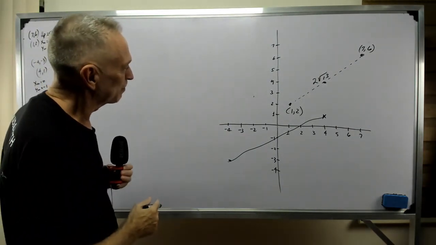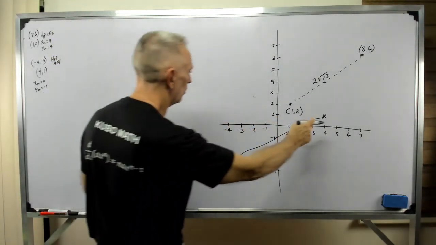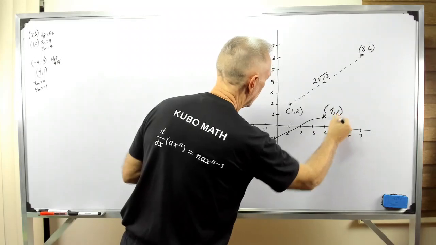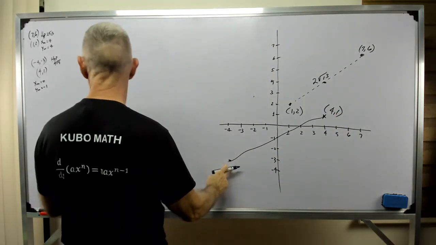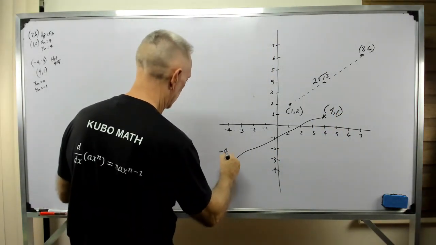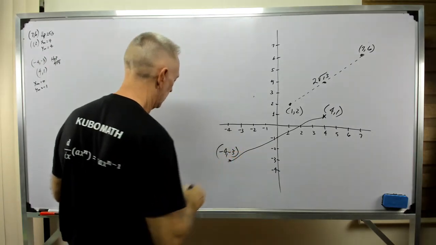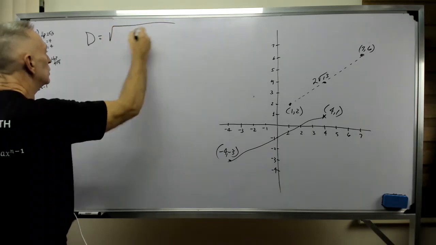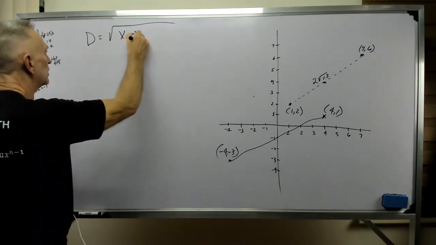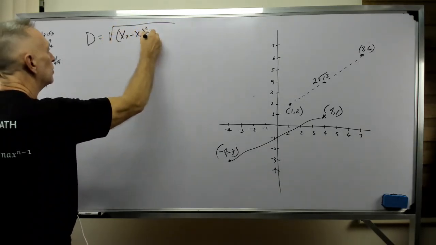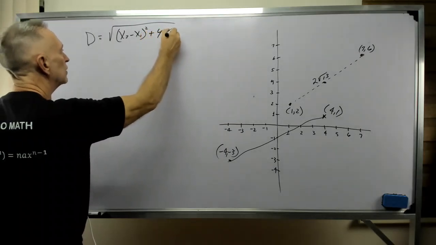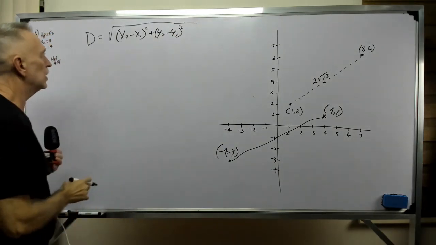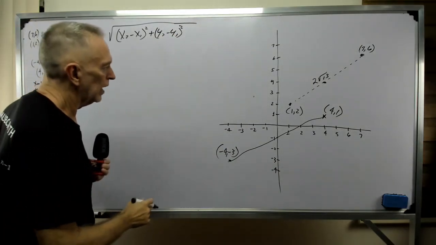All right, so this point over here was 4, 1. And this point is -4, -3. Okay, our distance is the square root of x sub 2 minus x sub 1 squared plus y sub 2 minus y sub 1 squared. So what do I have?